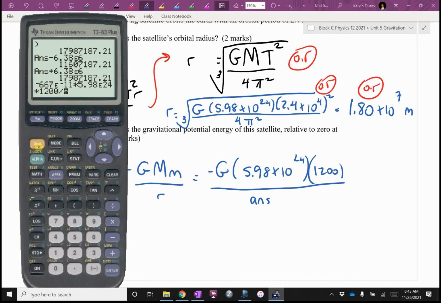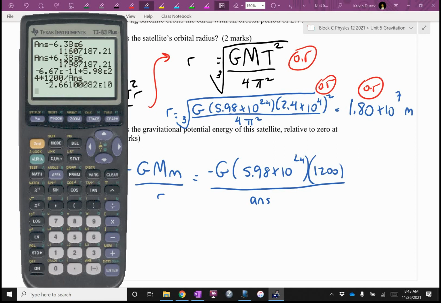I made a typo, Mr. Dewick. Go fix your typo. This is why you always check. Insert a period. 6.67 times 10, 5.98 times 10, that looks good. Do you get negative 2.66 times 10 to the 10th joules?